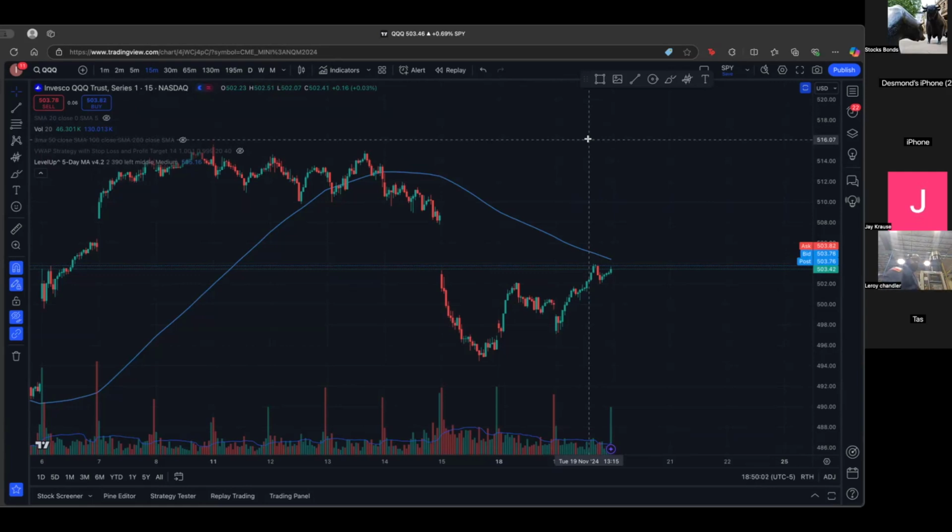So instead of using these moving averages as support and resistance levels, use them as a tool to gauge the momentum. That's going to help you understand the markets way better.